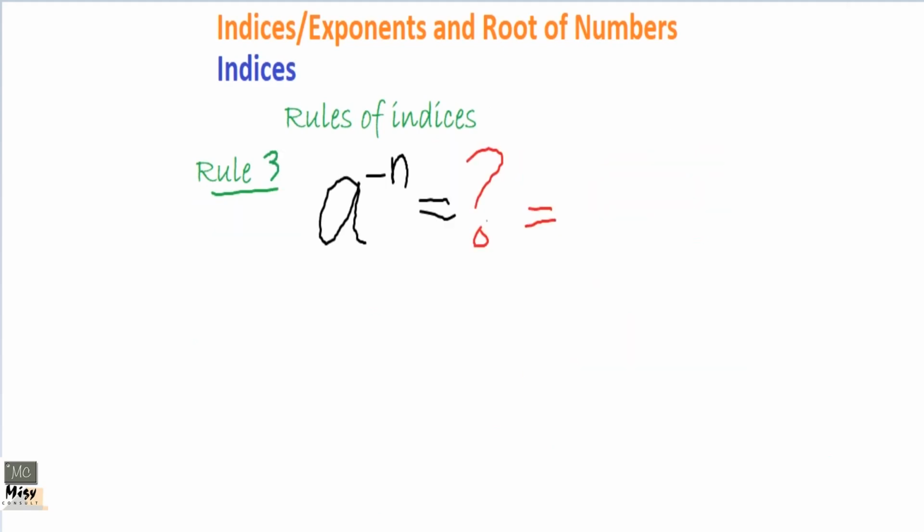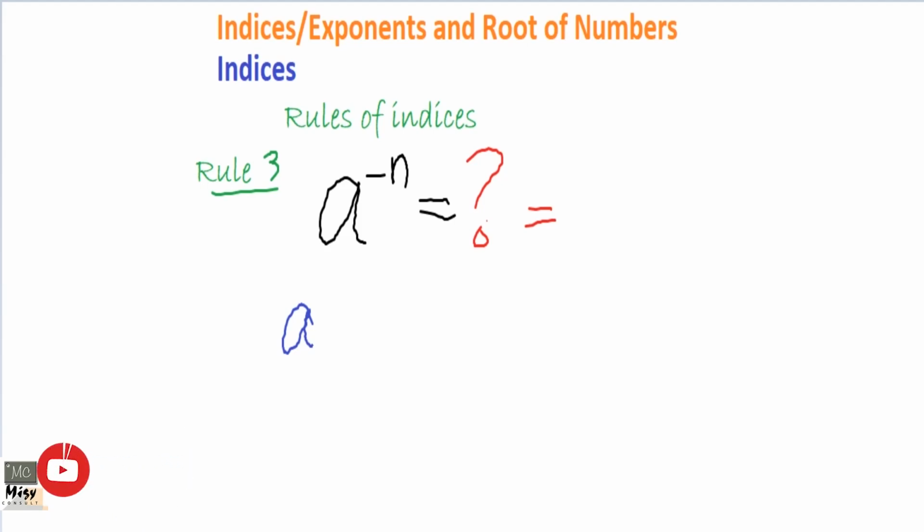Rule 3: negative index. When the index is negative, we start here with raising to the power 0 and division. Division means that at the end of the day you will be subtracting between the index of the numerator minus the index of the denominator, right?